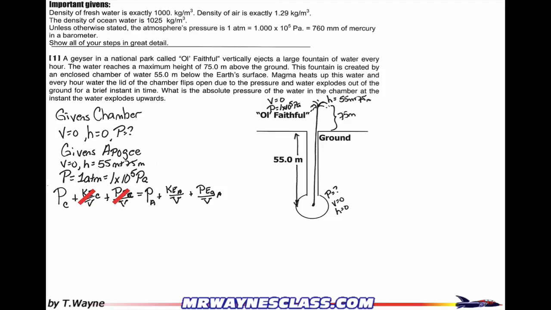And the pressure is going to be 1 atmosphere of pressure at the top at apogee. And at the apogee, it's not moving anymore. It's reached its highest point, so I know the kinetic energy per unit volume is going to go away. And since it is the highest point, it's going to be all gravitational potential energy per unit volume at apogee. So when I set this up, I've got the pressure potential in the chamber, and that's equal to rho g h, which is the potential energy per unit volume, plus the pressure potential energy all the way up there at apogee.